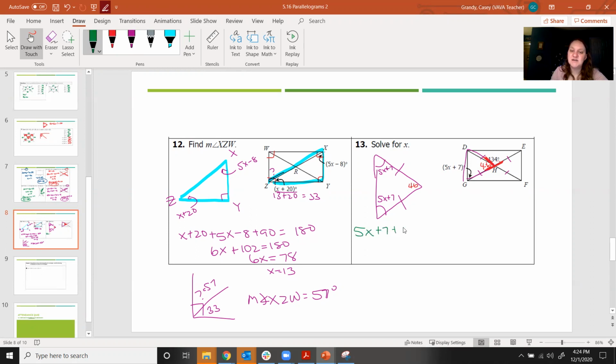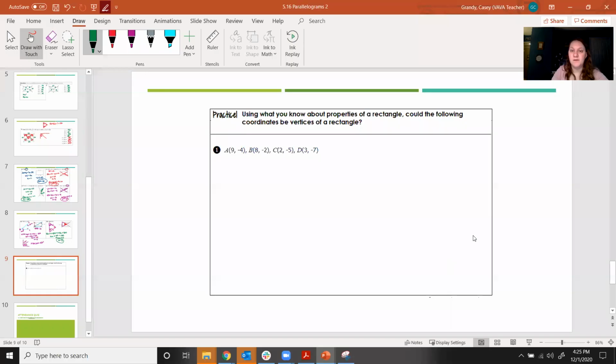And now I can use what I know about the three angles in a triangle. When you add the three angles in a triangle together, you get 180. So this becomes 10x plus 60. Subtract 60 from both sides. Divide by 10. X equals 12. Okay, there we go.